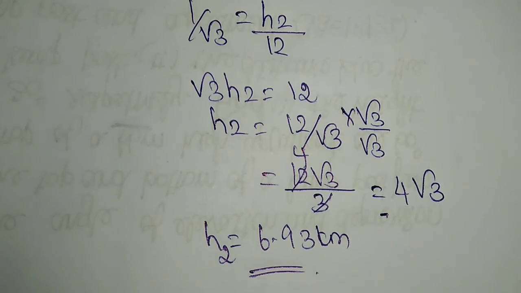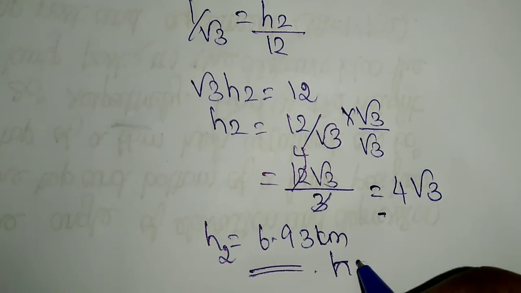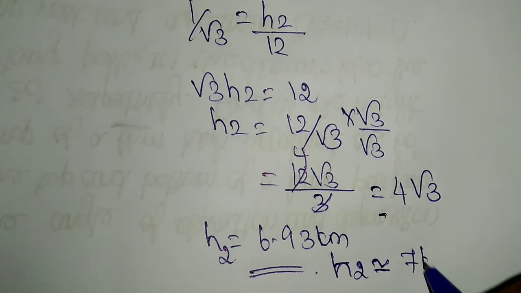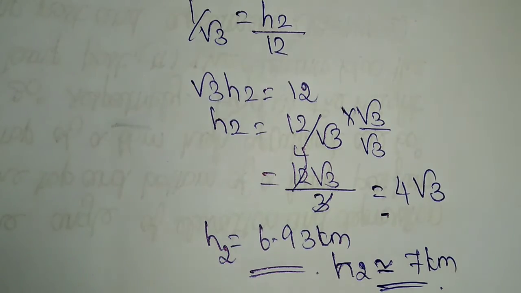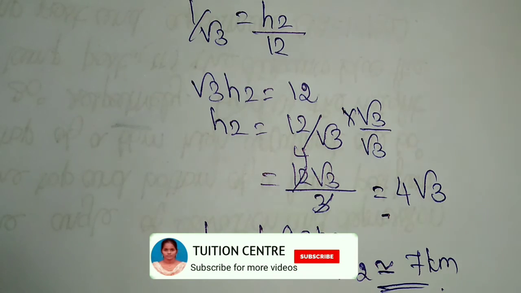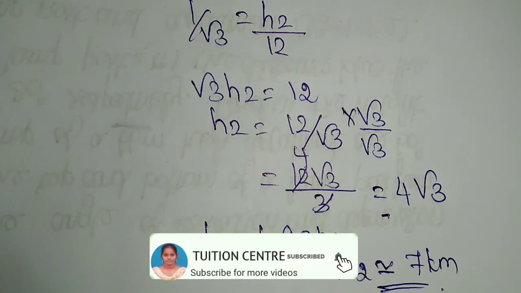Okay. Approximately we get H2 is equal to 7 km. So the vertical height between A and B is 3 km and the vertical height between B and C is 7 km. Okay.